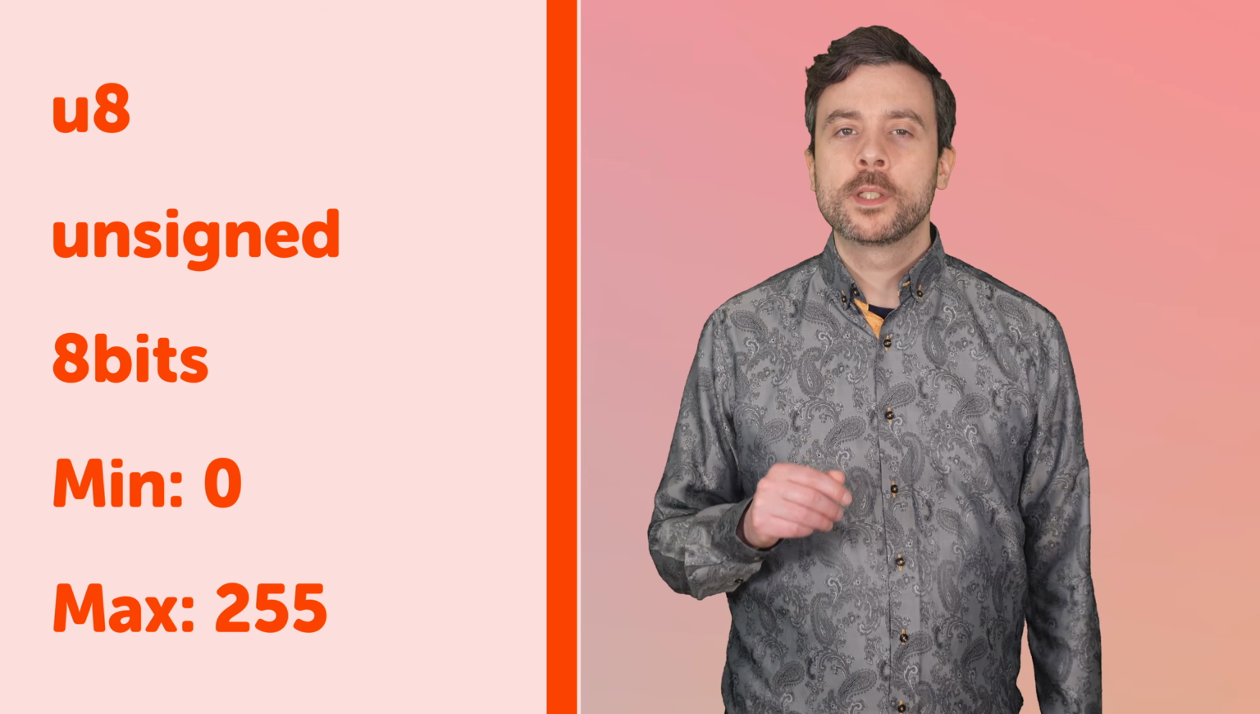A byte like this can be used for all sorts of things, though one common example is as part of a color. We often represent colors as 8 bits of red, 8 bits of green, and 8 bits of blue, and sometimes 8 bits of transparency.